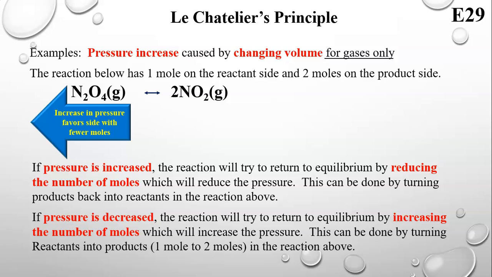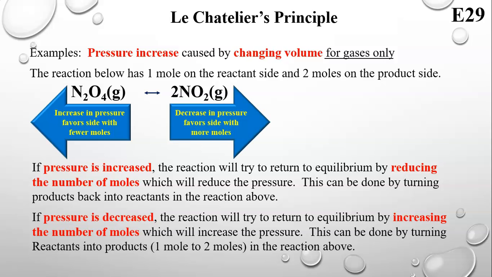You increase the pressure, it wants to decrease the pressure. You can decrease pressure, if you remember PV equals nRT. If number of moles goes down, then pressure goes down. So you can reduce the pressure back to equilibrium by reducing the number of moles. And the way this chemical reaction would do that is by converting 2 moles of NO2 back to 1 mole of N2O4. That would reduce the number of moles and would reduce the pressure.